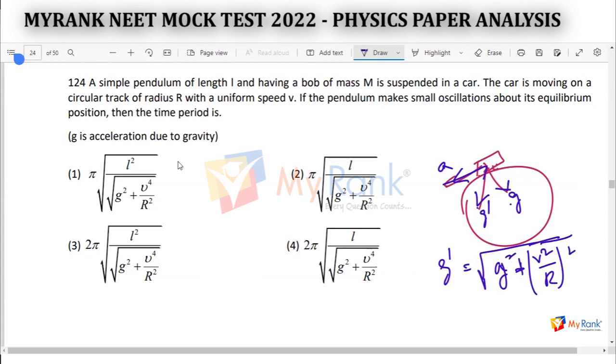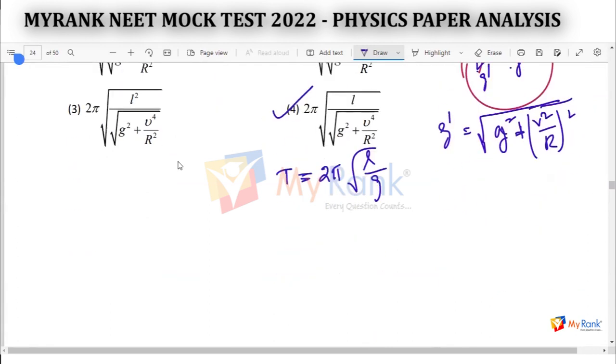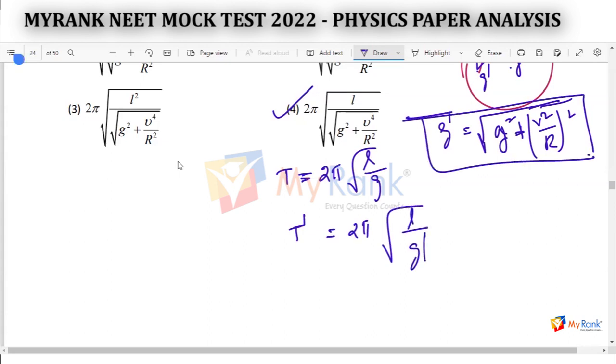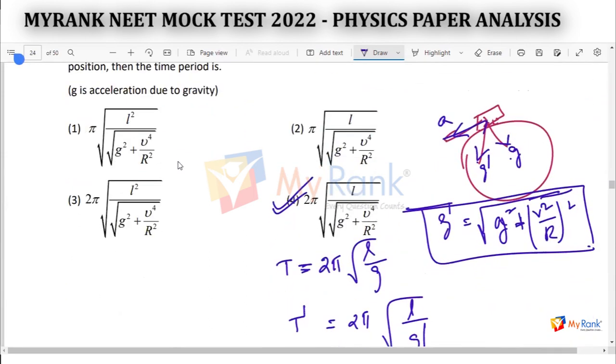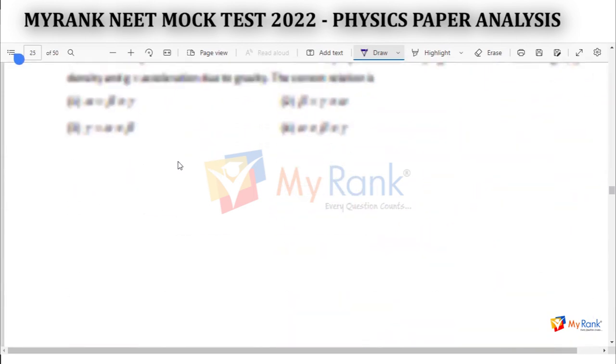So a is v square by r, v power 4 by r power 2, and therefore T is nothing but, you know that T is nothing but 2 pi root over L by g. So T dash is nothing but, in this case, 2 pi root over L by g dash. Now for this g dash we are seeing here. So the fourth is the correct option, students. Fourth is the right answer. Next.